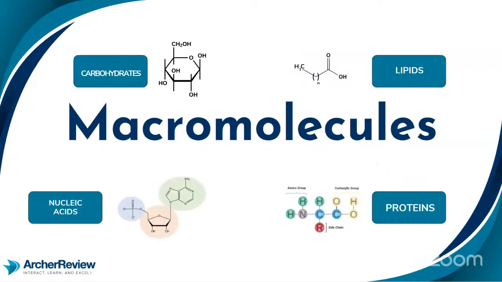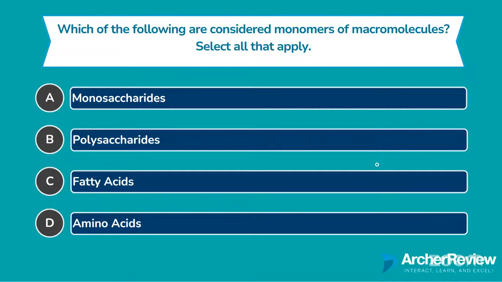So our first category is macromolecules. Remember, that was carbohydrates, lipids, proteins, nucleic acids. All right, our first question. Which of the following are considered monomers of macromolecules? Select all that apply.